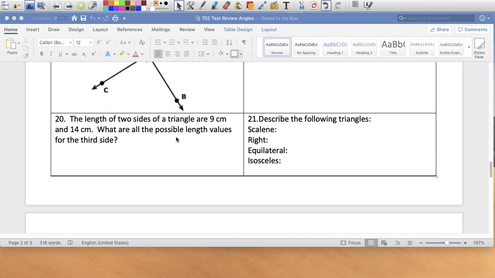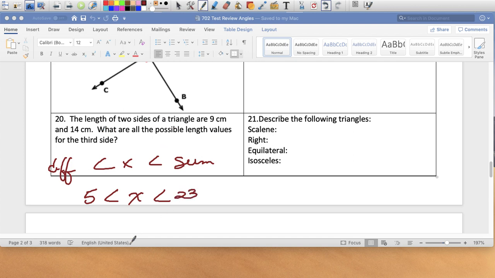The lengths of two sides of a triangle are 9 centimeters and 14 centimeters. What are all the possible length values of the third side? Okay, so this one, remember the little trick. This is the difference, and this is the sum. The difference between 14 and 9 is 5. So 5 is less than x, less than the sum of 9 and 14, which is 23. So all the possible values of that third side will be between 5 and 23, not including 5, and not including 23.